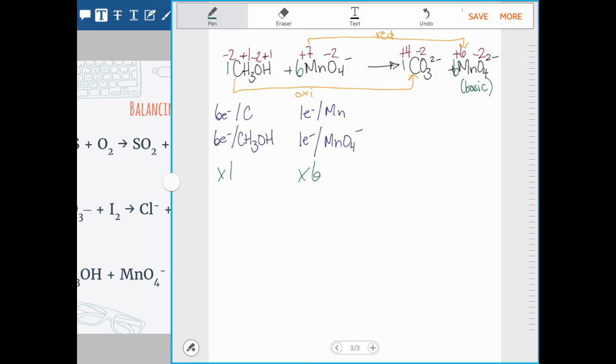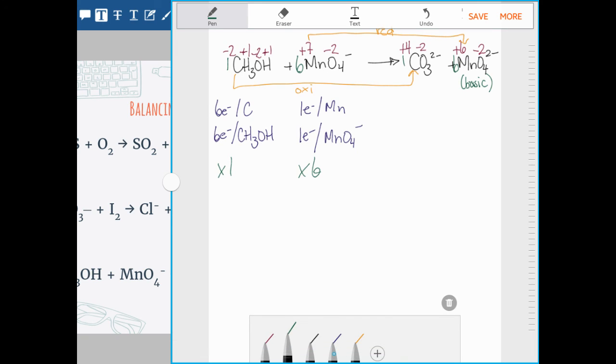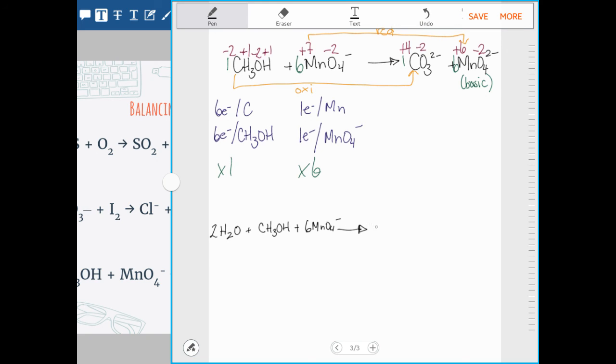So what I need to do is I need to add in, and I might just try and sneak this in here at the top. No, I won't. I will run out of room here. So I need to add my 2 oxygens, because again I had 25 on this side, pardon me, and 27 on this side. So I need to add 2 oxygens in the form of water. So I have 2 H2Os plus my 1 methanol plus my 6 permanganate which forms my carbonate, plus my 6 of these guys.